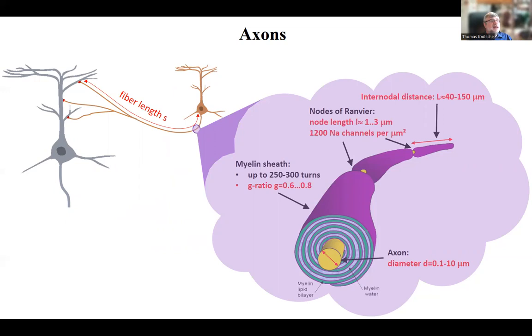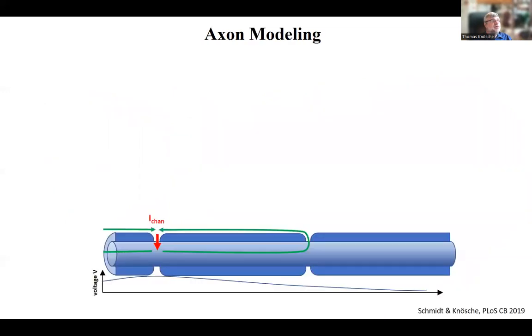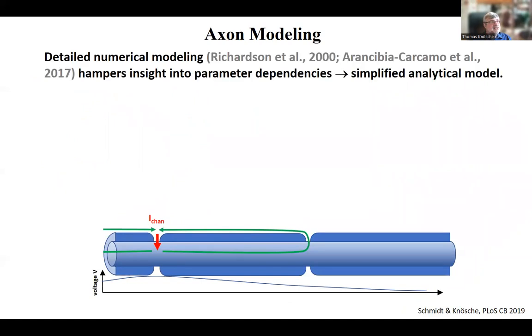So in order to establish this relationship, we have to model the axonal transmission, and there are very complicated, detailed numerical models around that do that job. However, they take into account many anatomical details, rely on a number of parameters which might not be accessible so easily, and because of their complexity, hamper real insight into parameter dependencies. So what we want to have is a simplified yet accurate analytical model. And that's what we build.